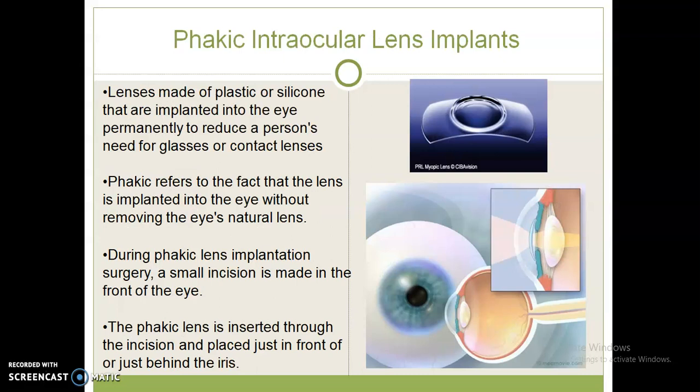Then the phakic intraocular lens implants. These are lenses made of plastic or silicone that are implanted into the eye permanently to reduce a person's need for glasses or contact lenses. The term phakic refers to the fact that the lens is implanted into the eye without removing the eye's natural lens. During phakic lens implantation surgery, a small incision is made in the front of the eye, and the phakic lens is inserted through the incision and placed just in front of or just behind the iris. That is what we are doing in phakic intraocular lens implants.